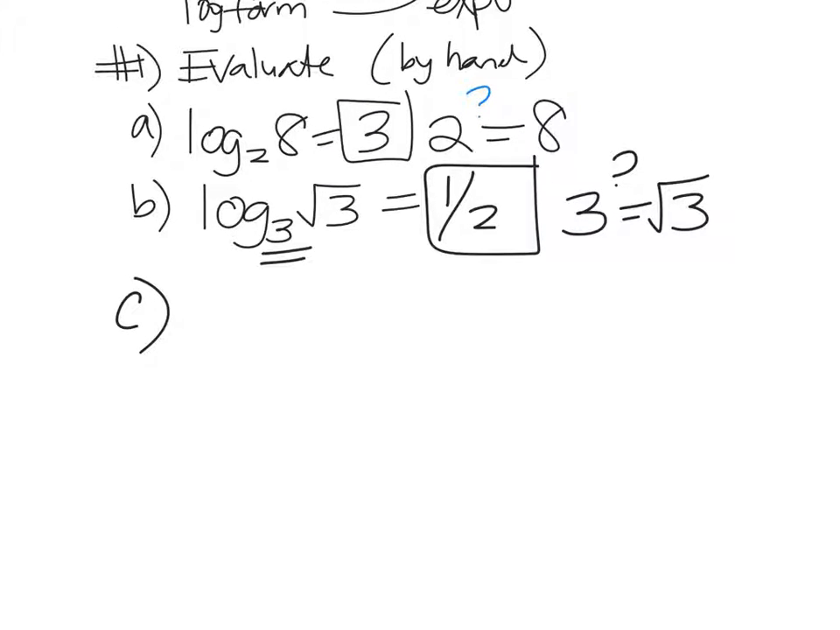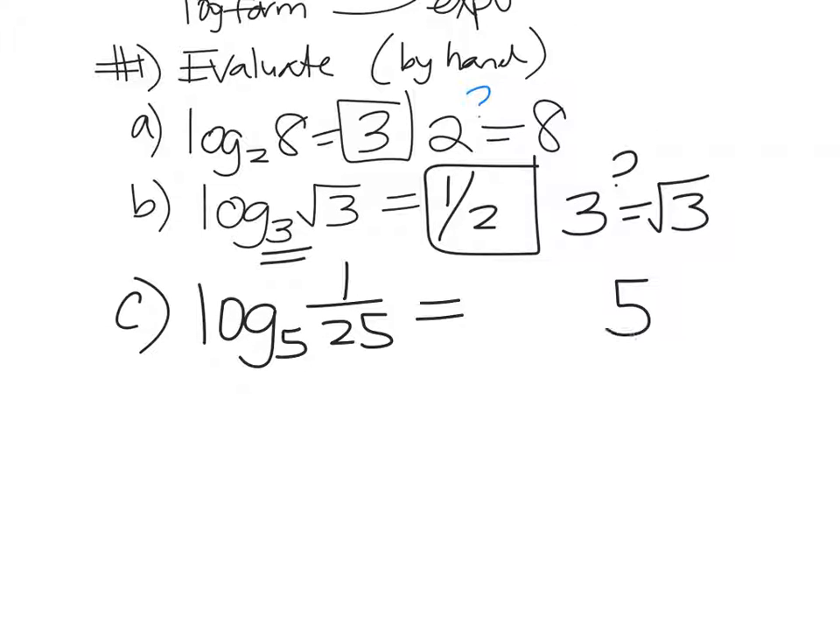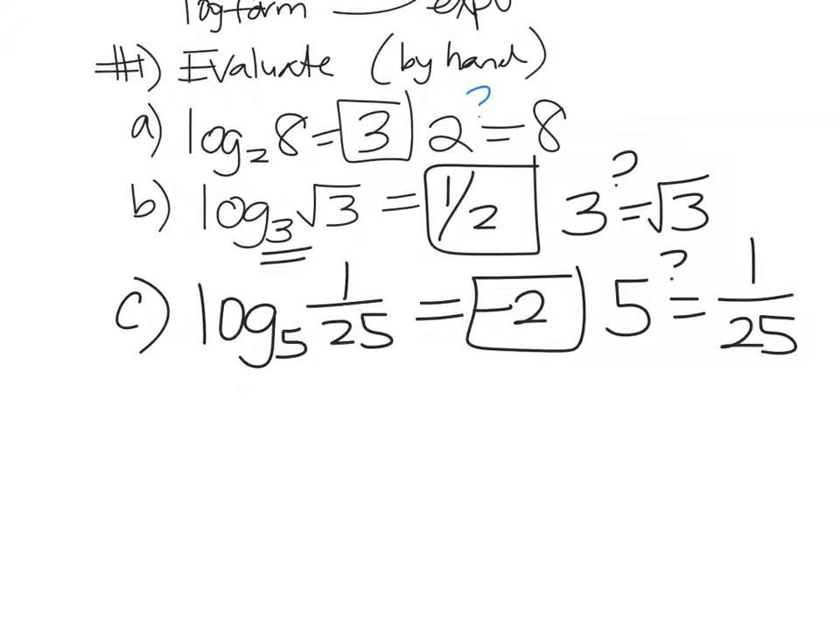Ooh, let's do a fraction. Log base 5 of 1 over 25. All right, here we go. 5 to the what gives me 1 over 25. Yes, Jeanette, you're so good. Well, I know that 5 squared is 25, but how do I get that down into a fraction? That would be a negative exponent, -2.